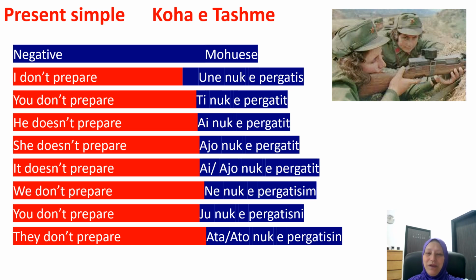He doesn't prepare. Ai nuk e përgatit. She doesn't prepare. Ajo nuk e përgatit. It doesn't prepare. Ai, ajo nuk e përgatit. We don't prepare. Ne nuk e përgatisim. You don't prepare. Ju nuk e përgatisni. They don't prepare. Ata nuk e përgatisin.